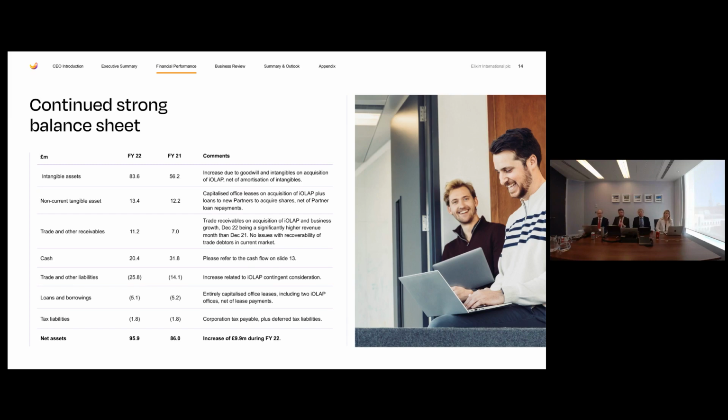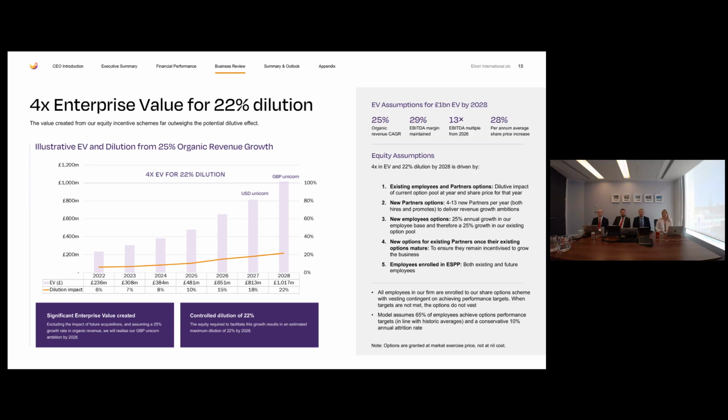If I now move on to the next slide, which is our dilution model. We've had some questions from shareholders around dilution. Clearly, the equity incentives that we give to our employee team are very important in motivating that team and aligning them with external shareholders. And we've always been very comfortable that this structure creates far more value than the cost to existing shareholders in terms of dilution. We want to set out for you our assumptions on this just to make it very clear.